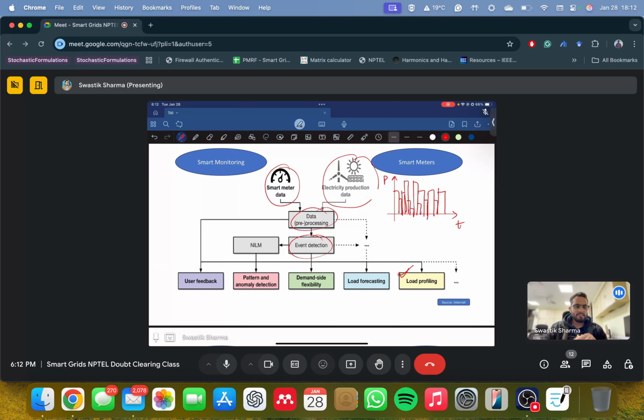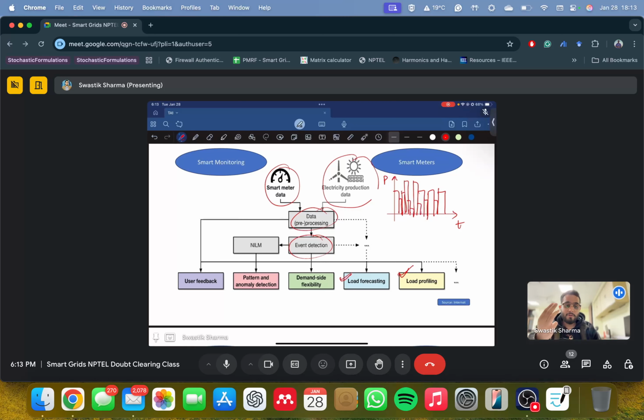It stays on for 2 hours, then stays off for 2 hours, then stays on for 2 hours, and then stays off for 2 hours. It does not continuously provide cooling, right? It turns on, turns off, turns on, turns off. So based on that, you will be able to profile each and every individual load: your light bulbs, which are continuously glowing, your washing machines, your microwave, refrigerator, everything.